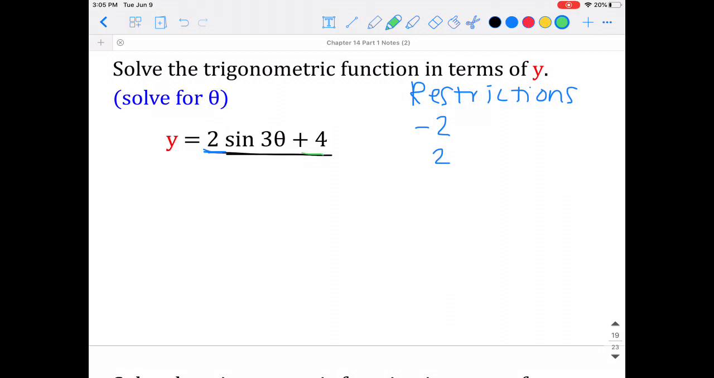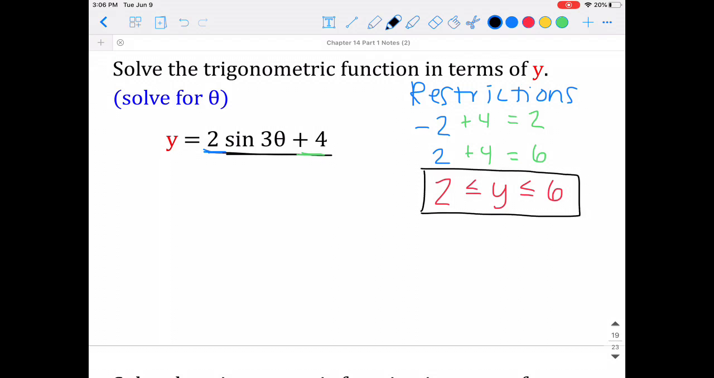But now we have a vertical shift up 4 units, so we have to add 4 to both of these terms to get a range of 2 and 6. So you're taking your amplitude and then you're adding the vertical shift, and that's going to give us our restrictions for y. So our range is going to be between 2 and 6, including these values. That's very important for this type of problem. You have to determine your restrictions.